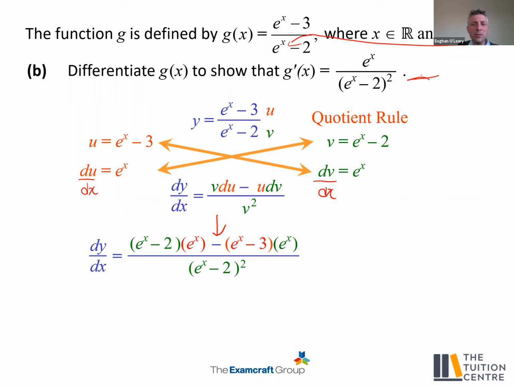We're keeping an eye on our answer. The denominator is e to the power of x minus 2, all squared, so that's handy. When we multiply through the bracket, we're going to get e to the power of x times e to the power of x is e to the power of x squared, which is e to the power of 2x.